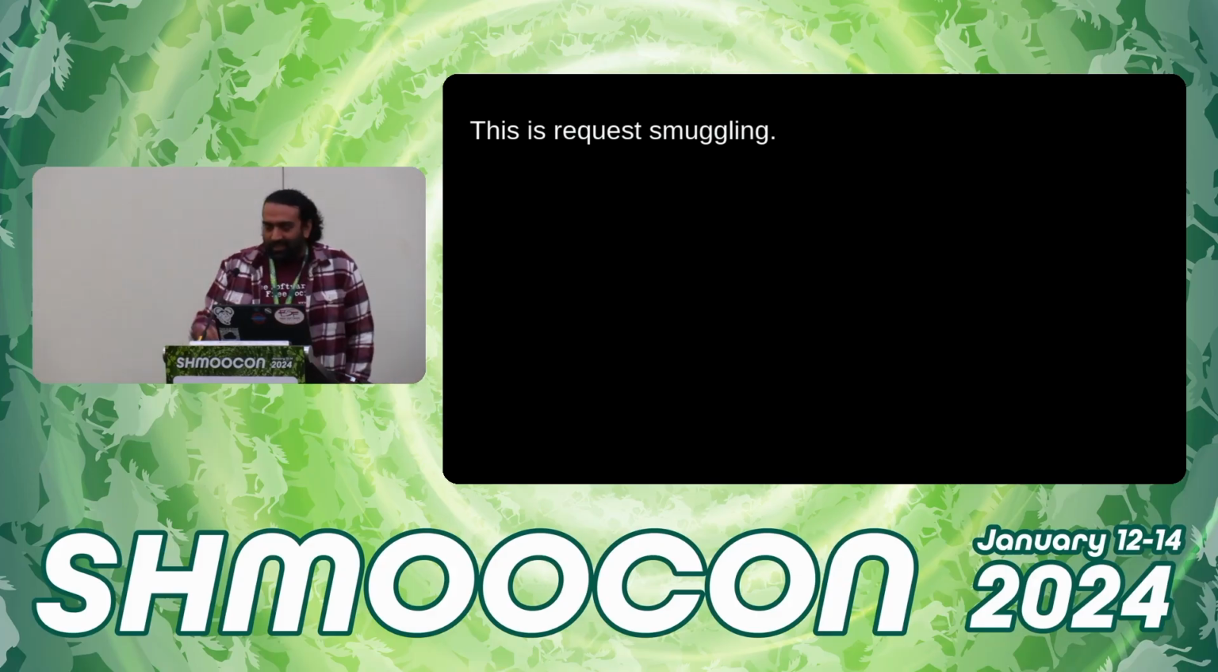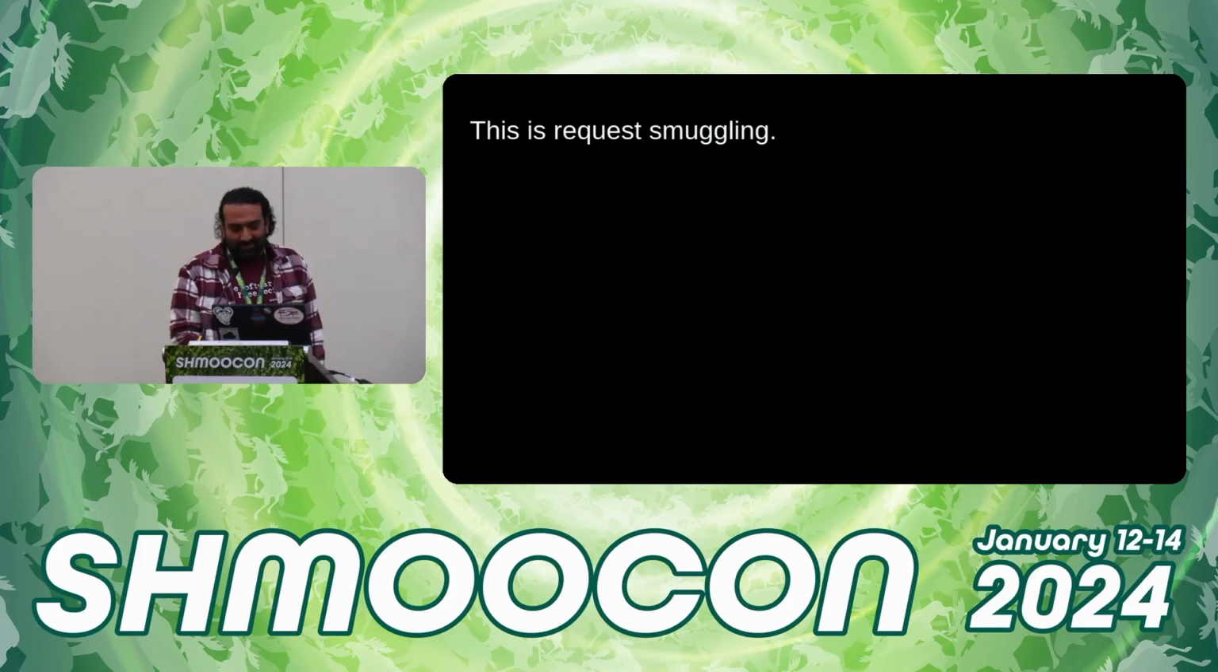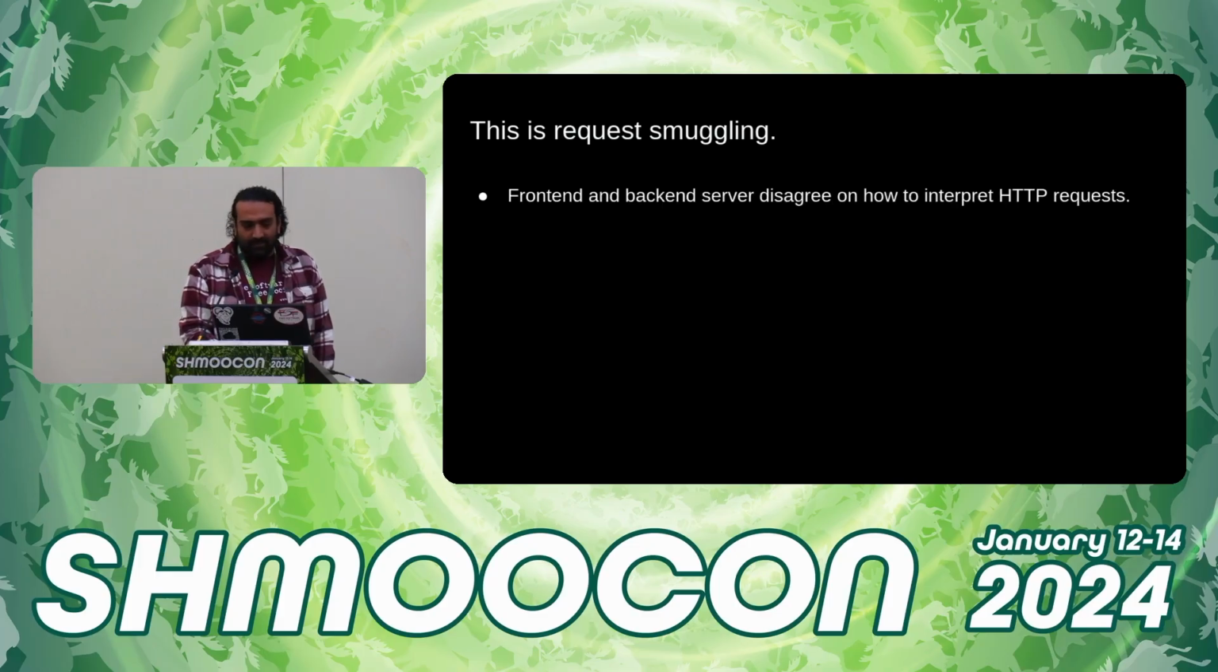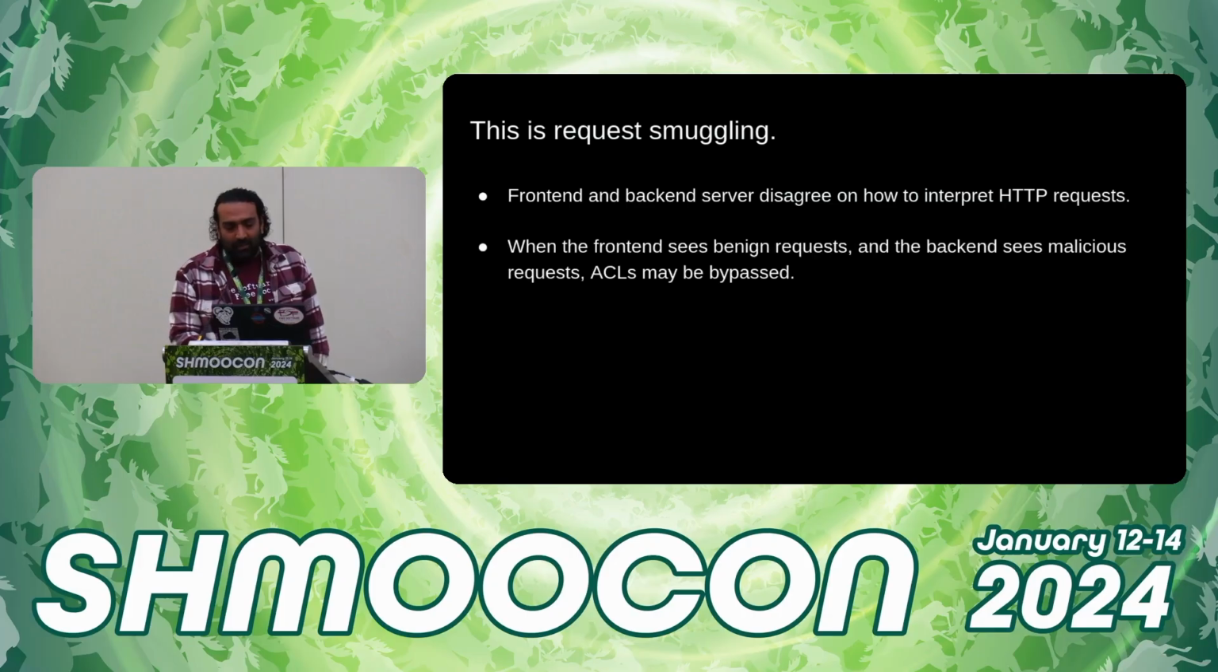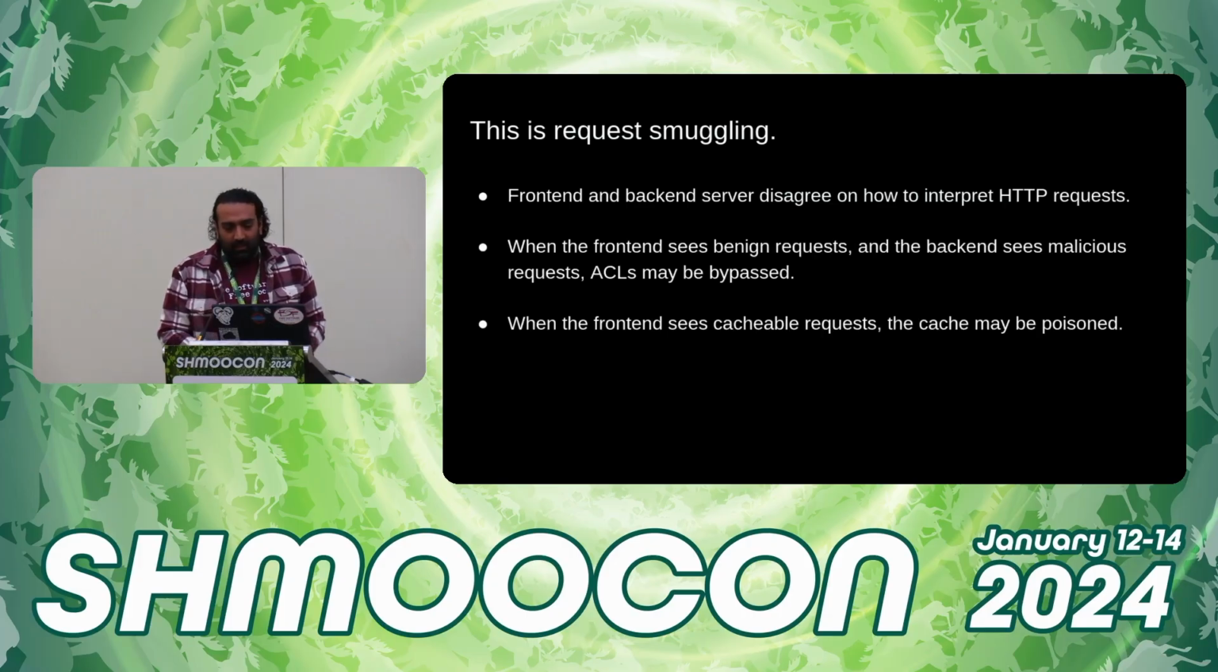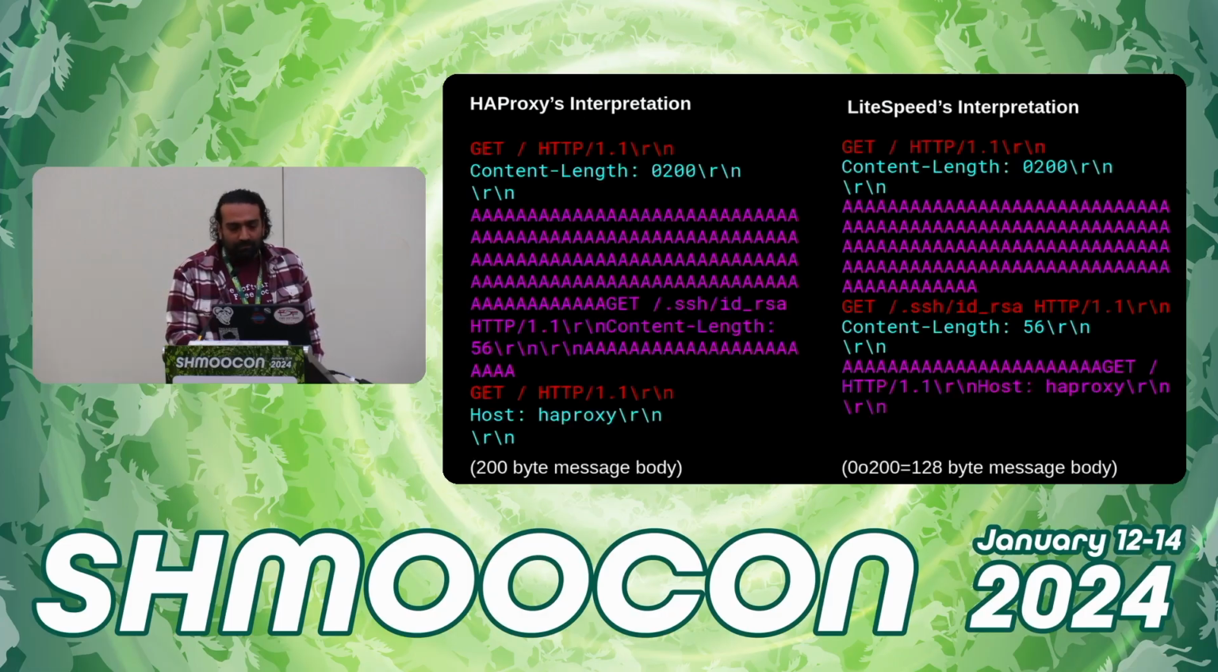So what you saw here were two examples of what can happen if you misinterpret how HTTP requests are handled. When you have a front-end server and a back-end server and they disagree on how to parse the HTTP requests, the side effect of that is pretty much request smuggling. Bypassing ACLs and cache poisoning are just two side effects of this happening.